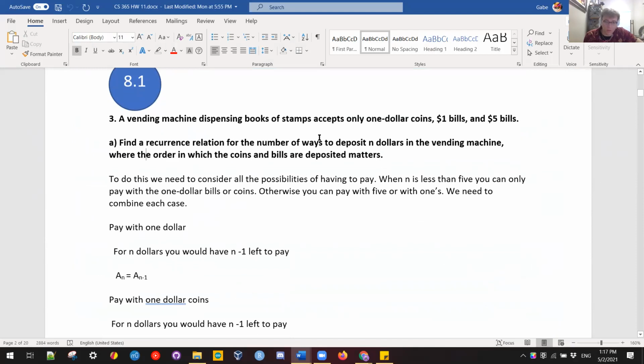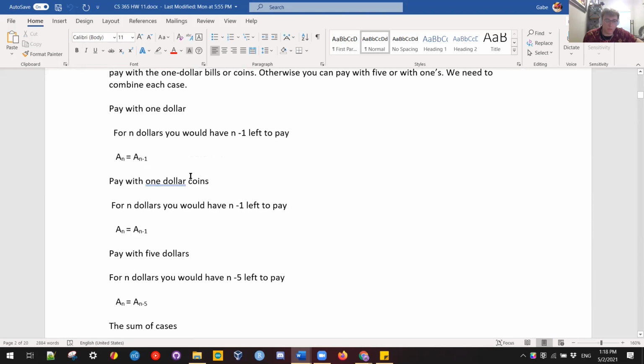So vending machine, dispensing books, 3 ways to pay. Basically, find a recurrence relation for the number of ways to deposit n dollars in a vending machine where the order in which the coins and bills are deposited matters, whatever that means. So for a recurrence relation, you want to figure out how many ways you can pay and the amount. If n is less than 5, then you can only pay with the dollar or the coin.